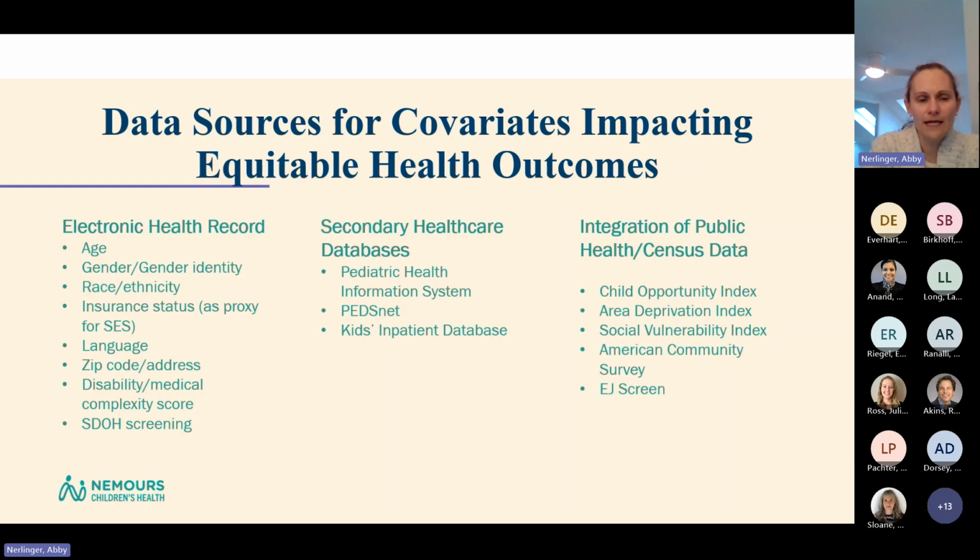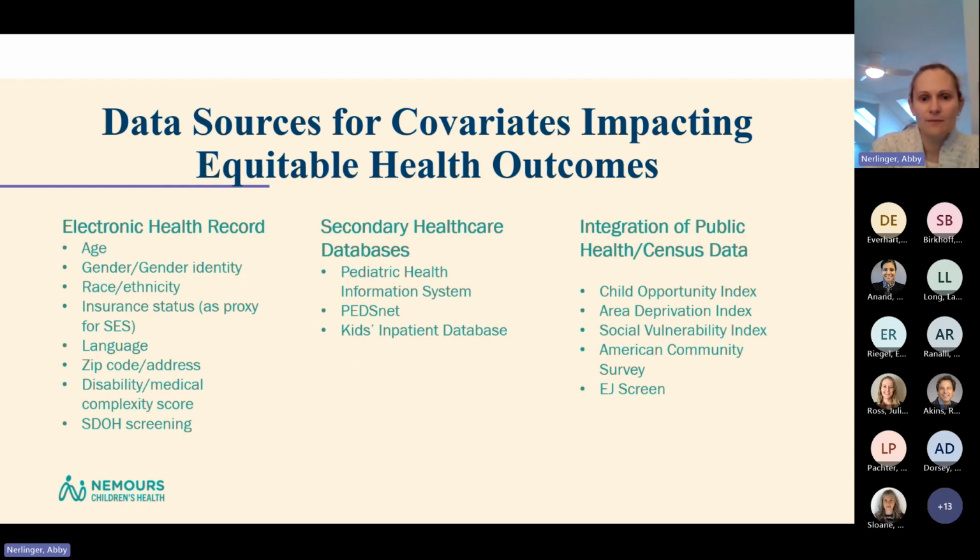Thinking about our EHR, of course, you can get information like age, gender identity, race, and ethnicity, which have potential barriers to how we use them based on how race and ethnicity are collected from families. You can use insurance status as a proxy for socioeconomic status, and also language, zip code, and address, disability and medical complexity score, and of course, the social determinant screening results.